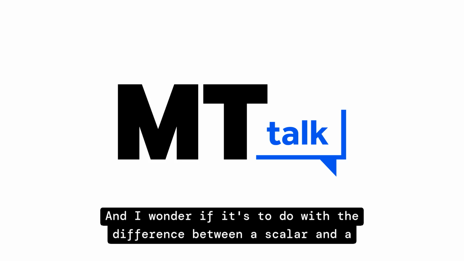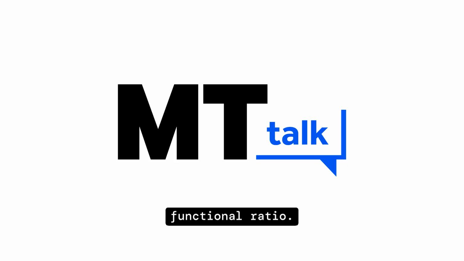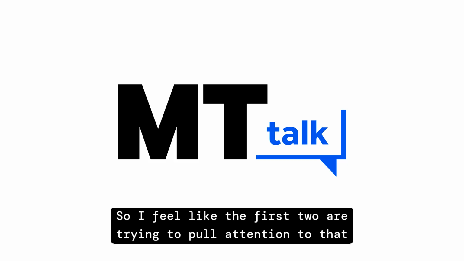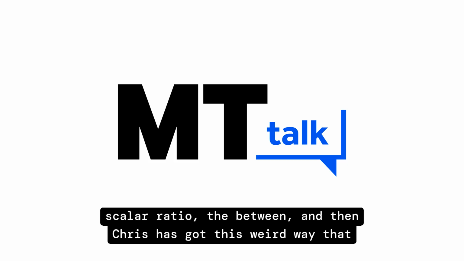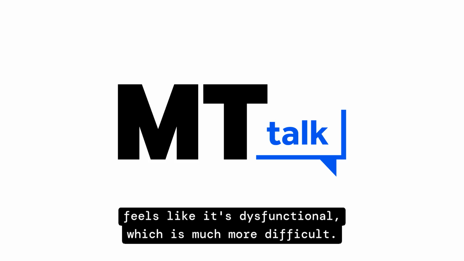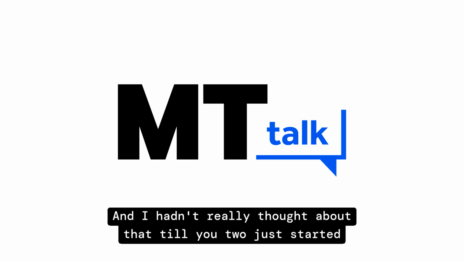Yeah, and I wonder if it's to do with the difference between a scalar and a functional ratio. So I feel like the first two are trying to pull attention to that scalar ratio, the between, and then Chris has got this weird way that feels like it's dysfunctional, which is much more difficult. And I hadn't really thought about that till you two just started talking about it.